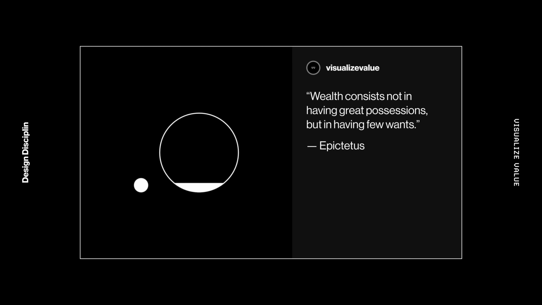One Visualize Value example that demonstrates scale very well is this quote from Epictetus. "Wealth consists not in having great possessions, but in having few wants." Here we can see that the two containers, the two round objects, one small and one large, actually have the same volume of light or white space inside of them. But one of them also carries a lot of darkness or emptiness, which communicates to us that maybe that's not the most desirable state. Think of many things, but do one.